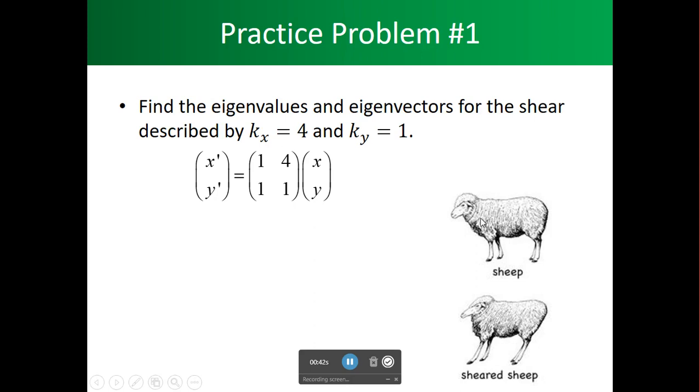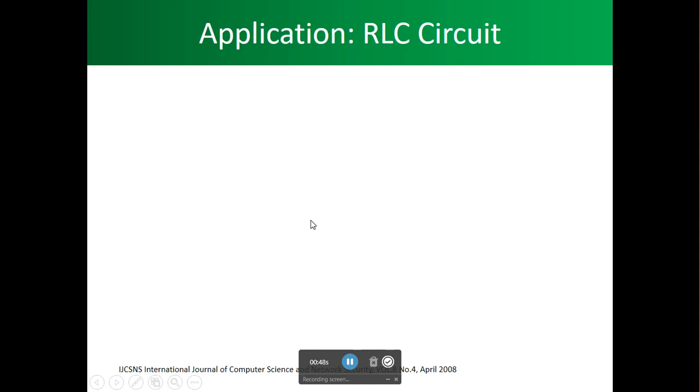So as you can see, you have a sheep, and then you shear it, and you take all the what? All the wool off. So we would like to make our applications at this time in reference to circuits.